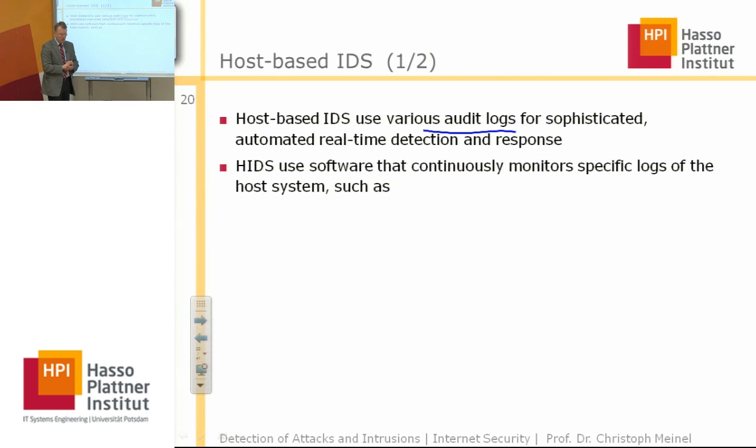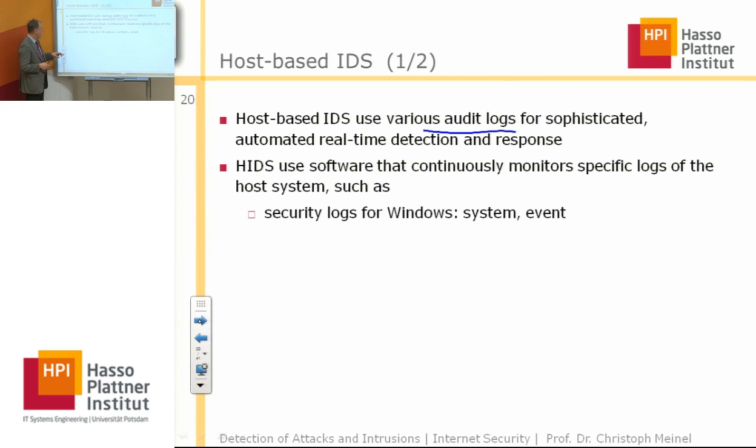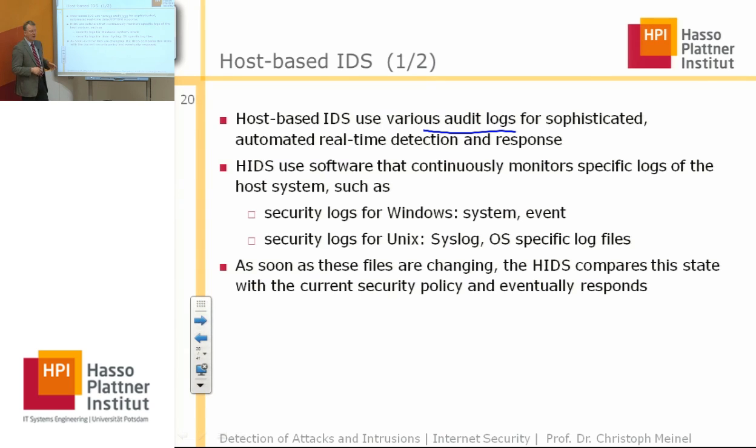Such host-based intrusion detection systems use software that continuously monitors specific logs of the host systems, such as security logs for Windows or security logs for Unix, you know this, or other sensors inside a host or connected to an application running on the host. And as soon as these files are changing, the host-based intrusion detection system compares this state with the current configuration of the security policy, and eventually it responds by raising an alarm.